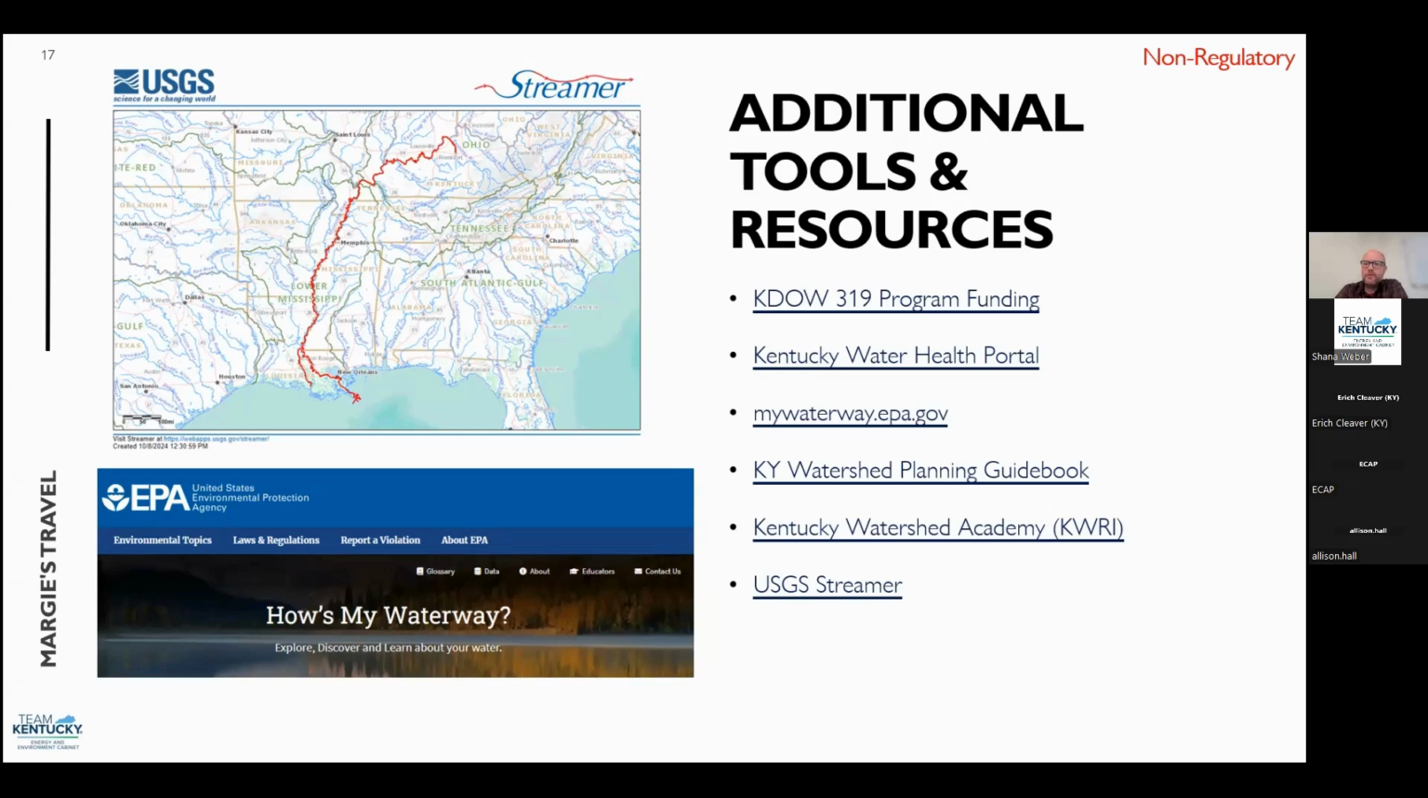A couple of the resources to point out. The EPA has a nationwide version of the water health portal called How's My Waterway. I would encourage you guys to go there. Also the Streamer. This is more of a fun tool. You can click on any stream in the country and it'll tell you the flow and where it goes to. What you see in that image is I clicked on, I think, the Kentucky River. You can see it also illustrates how watersheds work. One goes into the next. So water from the Kentucky River goes into the Ohio, which goes into the Mississippi, and it all eventually makes its way out to the Gulf.